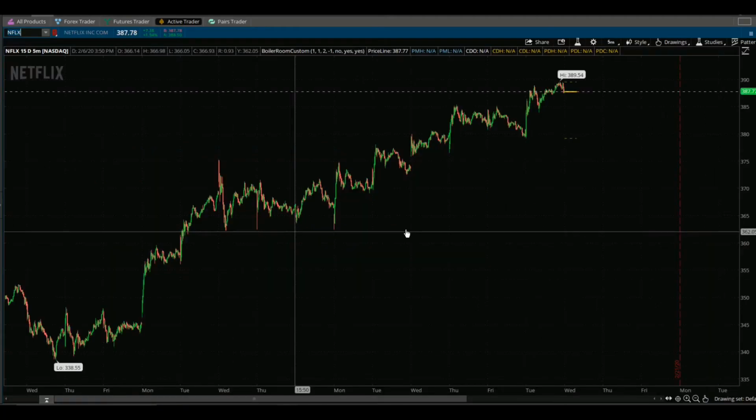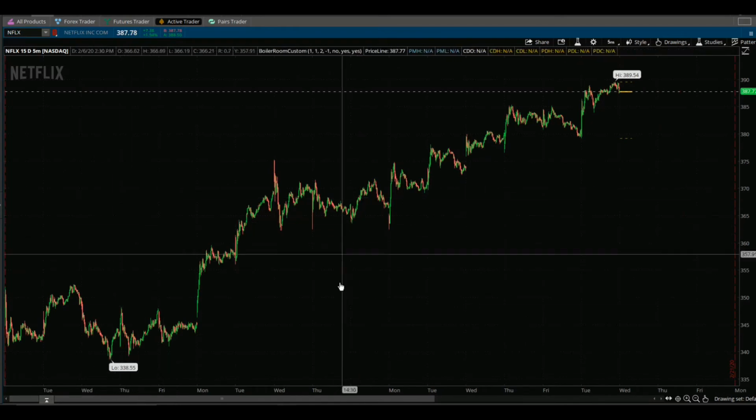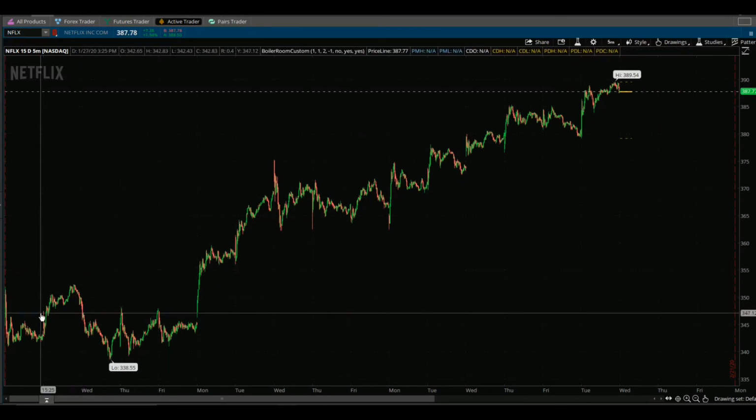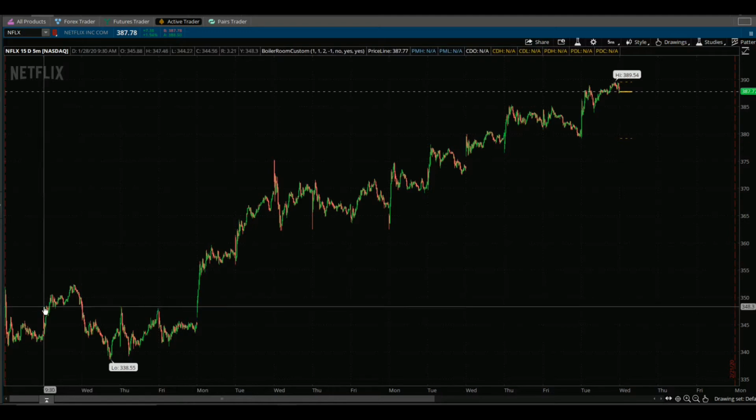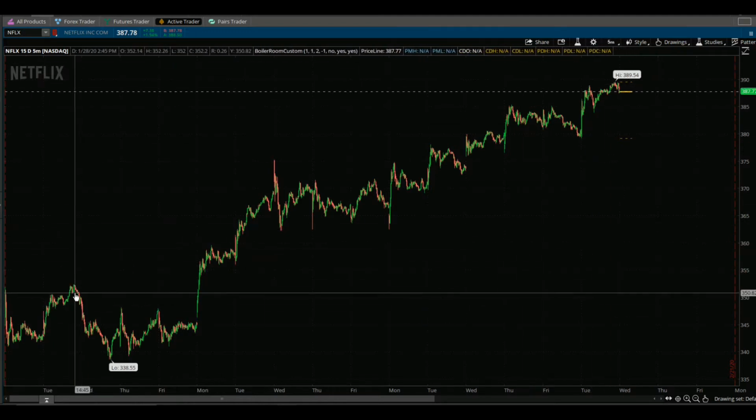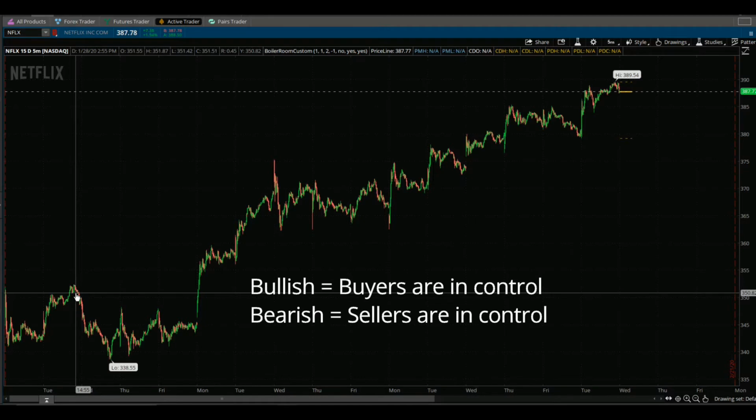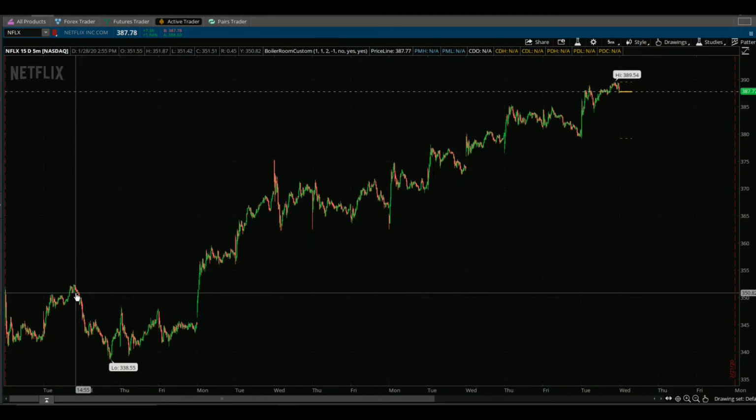All right. I am looking at the chart of Netflix. We are on the 5-minute time frame. You can see that right up here in the top right hand corner. And today is all about market direction. How do we know if we're bullish or bearish? And if you don't know what those terms mean, bullish means buyers are in control and the price is going up, and bearish means the sellers are in control. So how do we know? Are we bullish or are we bearish?